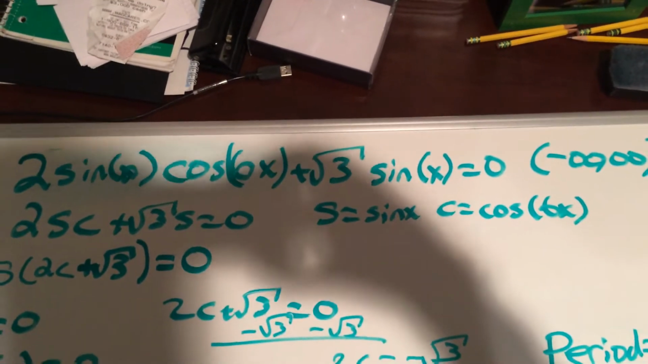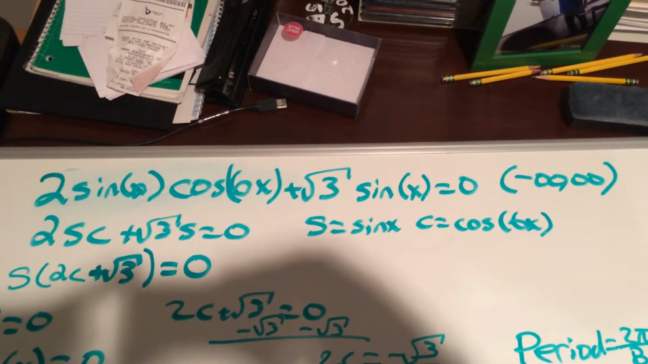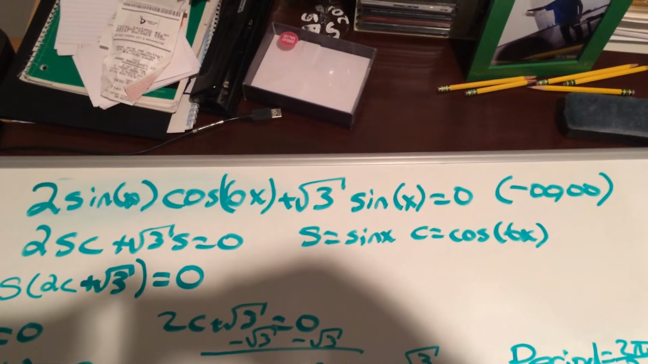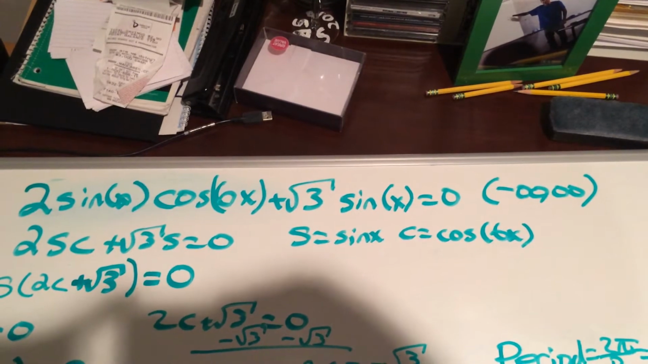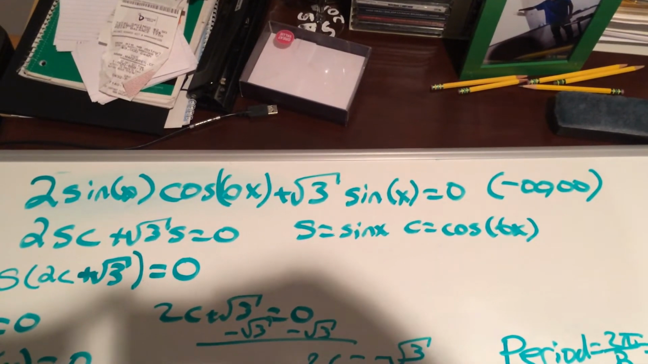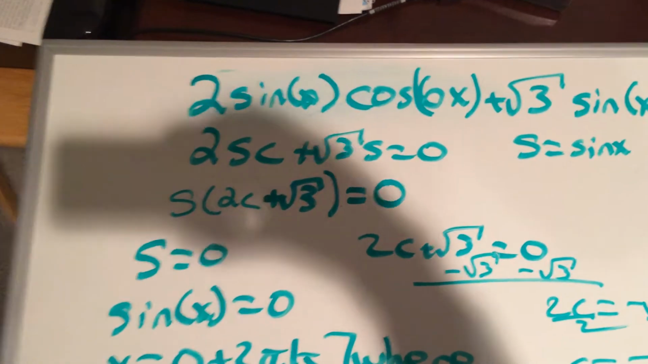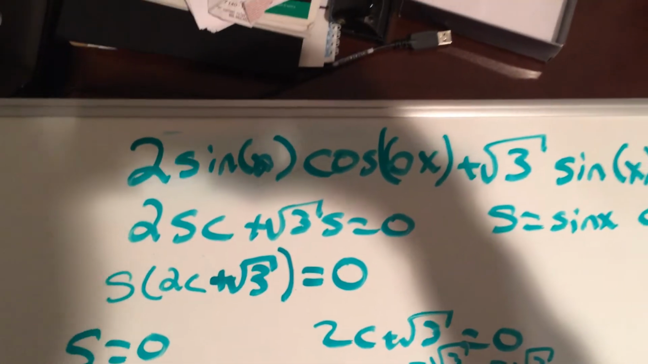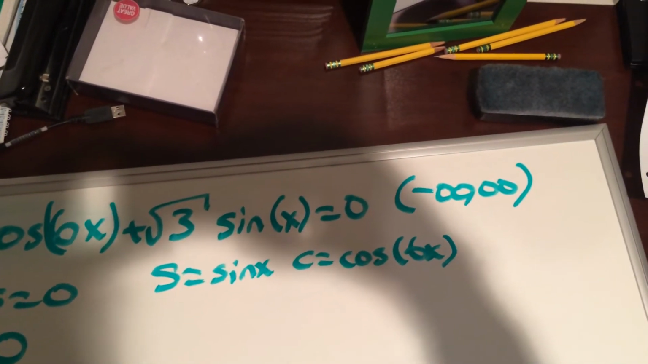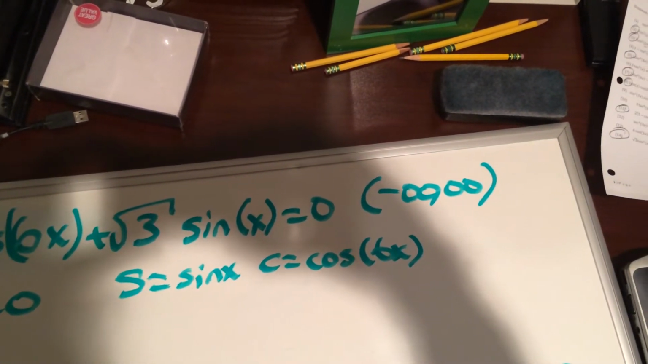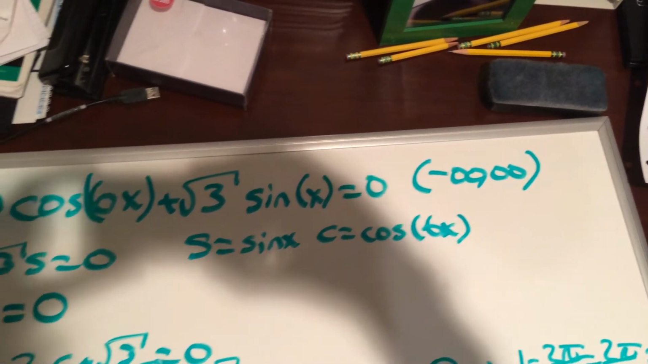So the first step, as you can see at the very top, is just rewriting the equation. Then I said, okay, let's rewrite this with S's and C's instead of just sines and cosines. So that's how we got this next line right here: 2SC plus root 3S equals 0. And then I wrote over here to the right that S equals sine of x and C equals cosine of 6x, just so I could remind myself what each variable was.